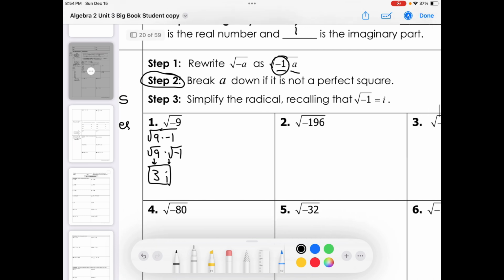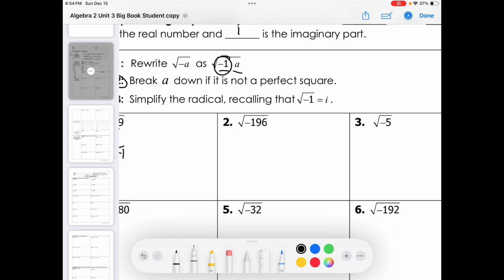So then let's go on to number 2. We have the square root of negative 196. I'm going to start by saying that this is the square root of 196 times negative 1. Since those things are being multiplied together, I'm going to split it into two square roots: the square root of 196 times the square root of negative 1. The square root of 196 is 14. Again, you can find that by putting it into your calculator. And the square root of negative 1 is i. So we're going to get 14i as our answer here.